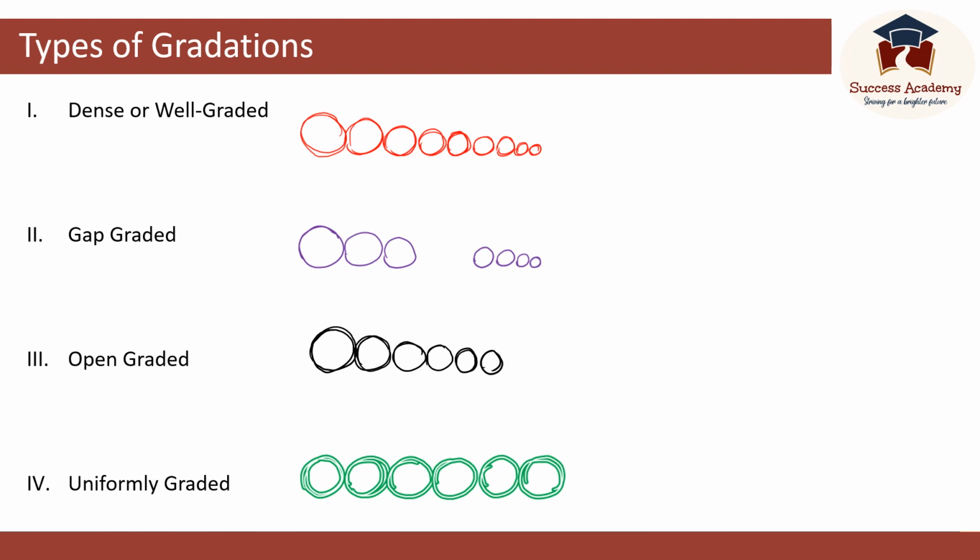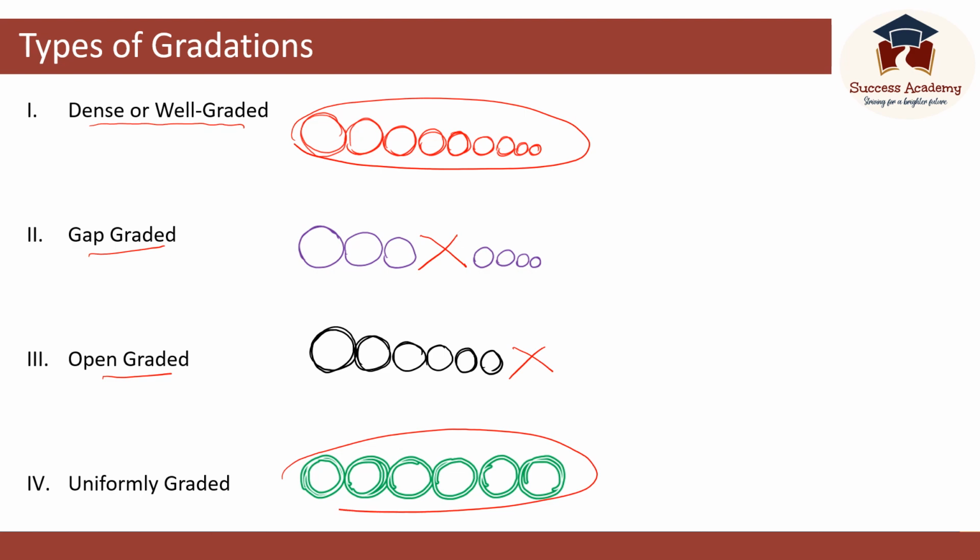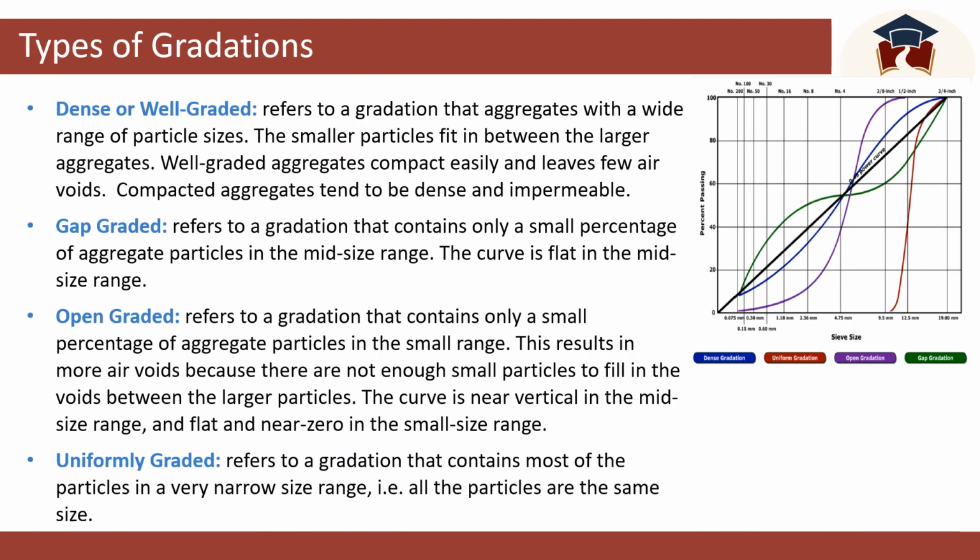We can summarize the particle size distribution in different gradations like this. If you look at the dense or the well graded, we have all the particle sizes. In gap grade, we don't have the middle size particles. In open grade, we don't have smaller size particles. And in uniformly graded, we have all the particles in the same size. Now we know how to identify the gradation type just by looking at the gradation curve.